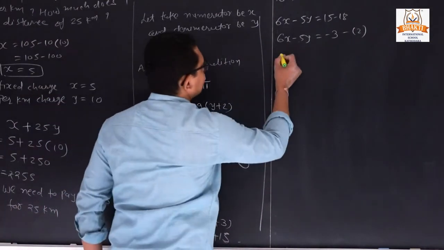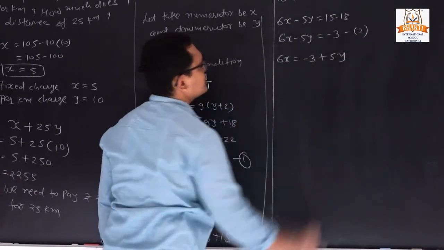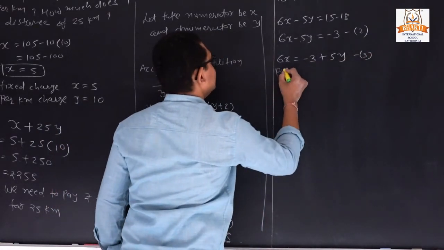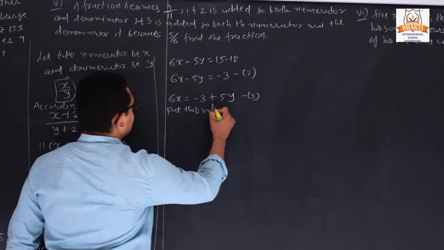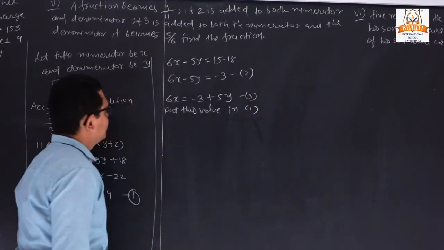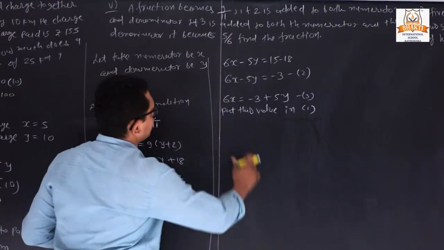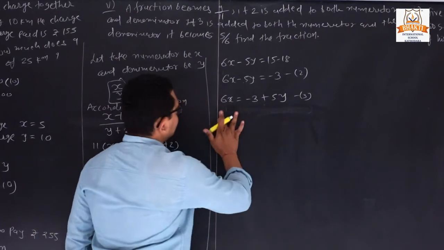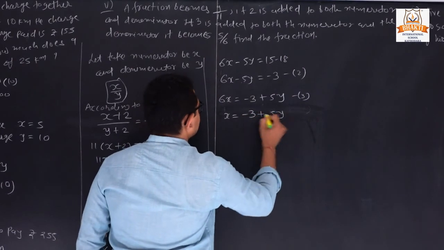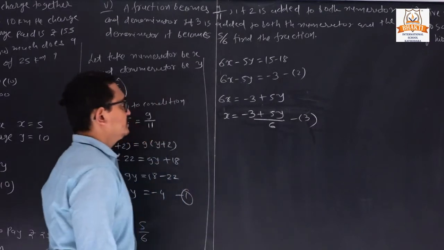Now from the second we can also write it like that, because this minus 5y is going to the other side. So we can declare it is our result number 3. Now put this value in equation number 1. Here in equation number 1, this 6 is going to the second side. So x is equal to minus 3 plus 5y divided by 6, and now we can declare it is equation number 3.